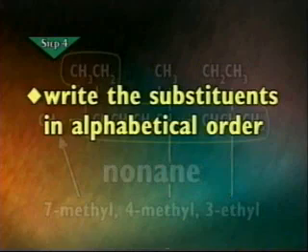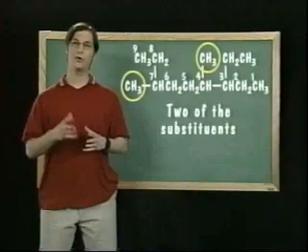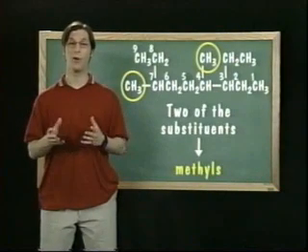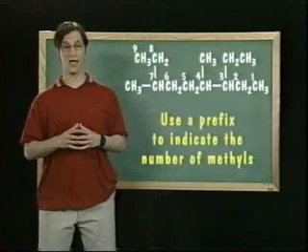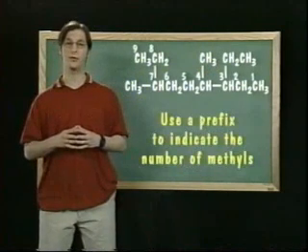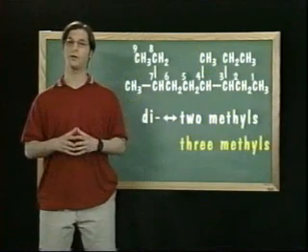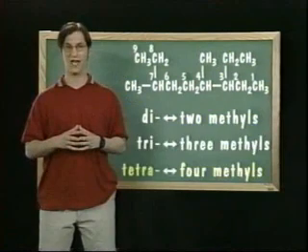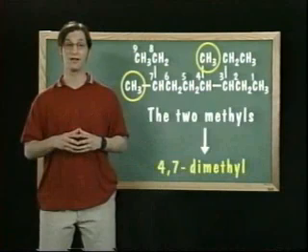We write the substituents in alphabetical order and separate them with hyphens. 2 of the substituents are methyls, but we don't want to write them twice. That would be way too wordy. Instead, we'll use a prefix to indicate how many methyls we have. In this instance, we'll use the prefix di because there are 2 methyls. If there were 3 methyls, we would use the prefix tri. And if there were 4 methyls, we would use the prefix tetra. So in this instance, the 2 methyls become 4,7-dimethyl.